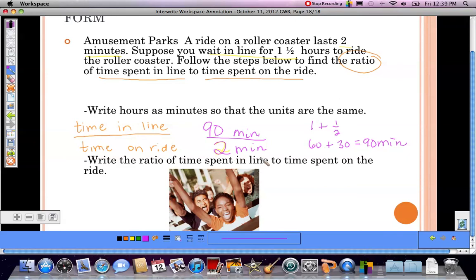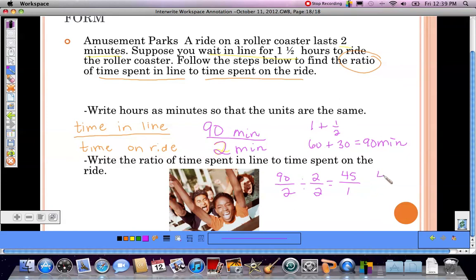Now, when you finish writing your ratio, ask yourself, is this ratio simplified? And in this case, it is not. We can divide the top and the bottom, and you simplify ratios the same way you simplify fractions. Find a common factor. 90 divided by 2 is 45, and 2 divided by 2 is 1. So your ratio of time spent in line to time spent on the ride is 45 to 1.